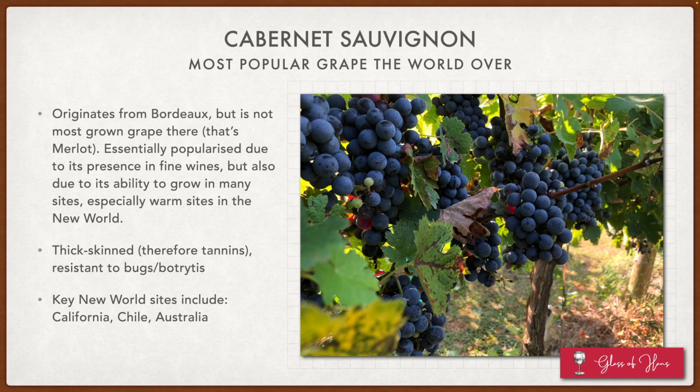Next up, we have the more famous Cabernet Sauvignon, which is the most popular grape in the world. It originates from Bordeaux, but it is not the most grown grape there, except for the left bank. The most widely grown grape in Bordeaux is Merlot, always important to remember for the exam. Essentially, Cabernet Sauvignon is a relatively easy grape to grow, especially in the warm sites in the New World. It's kind of thick-skinned and therefore high in tannins, and is resistant to a lot of bugs and botrytis. So key New World sites include California, Chile, Australia.